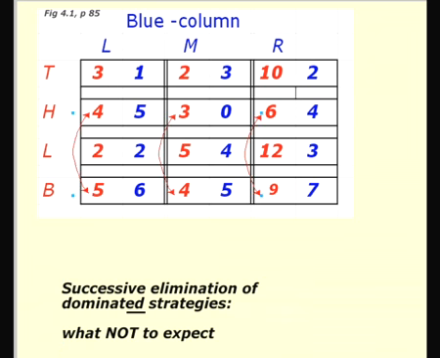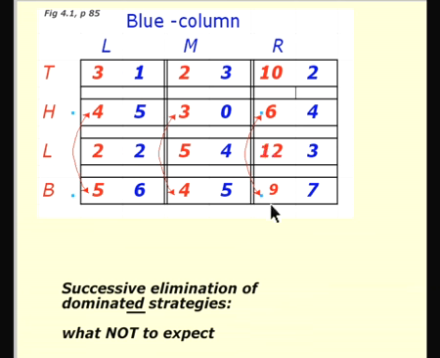Let's compare the rows H and B. So this is kind of in the direction that I was going, but a little bit different, because you could eliminate H right away. So H is dominated by B. B isn't a dominant strategy, but it's certainly better than H, no matter what the other guy does. Because 5 is better than 4, 4 is better than 3, 9 is better than 6.